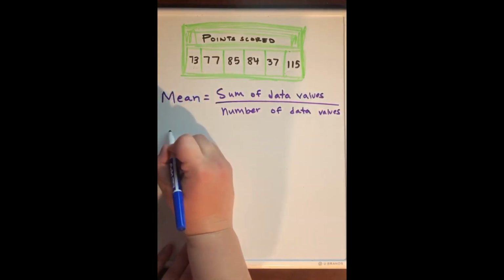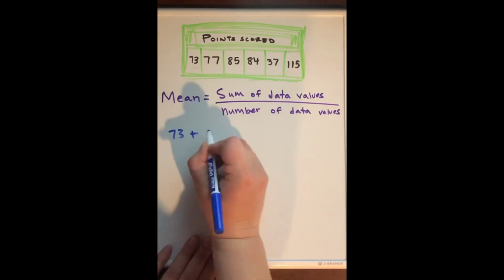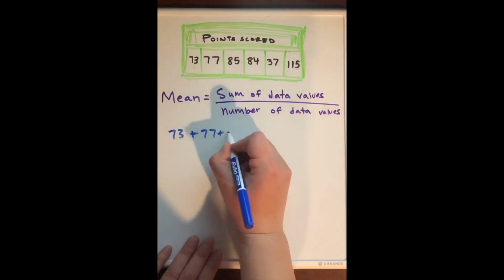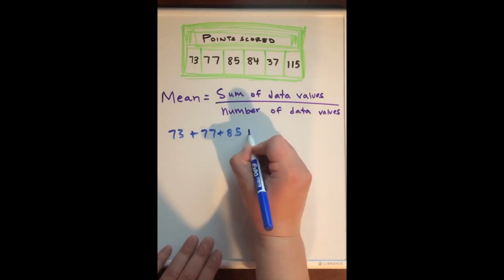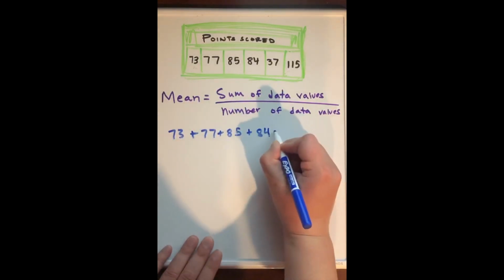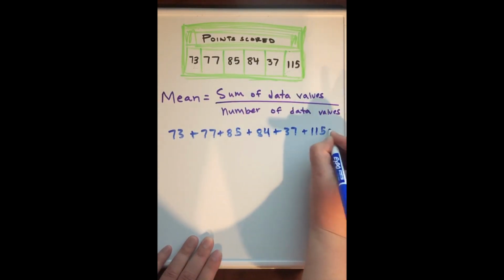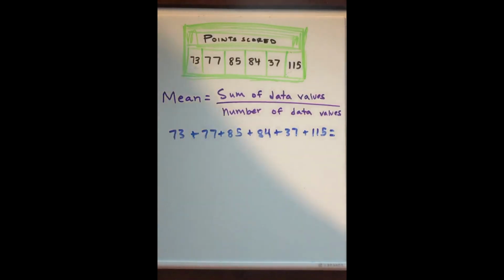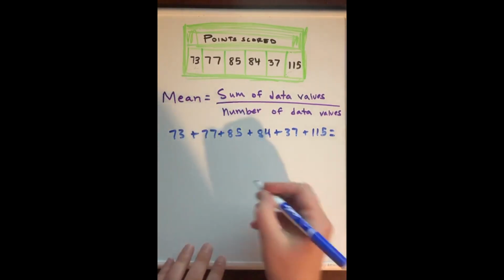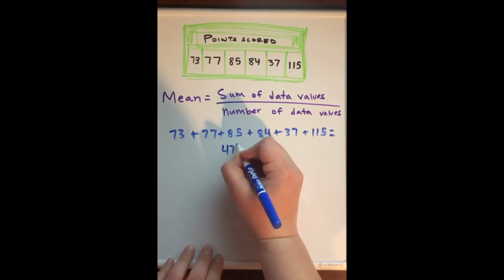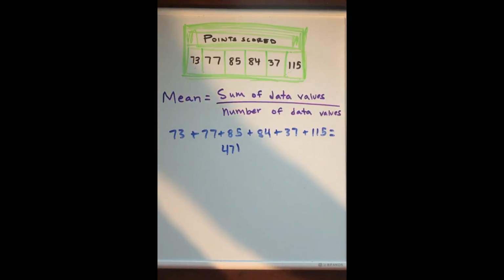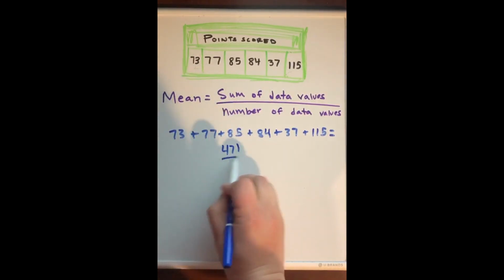So I'm going to take 73 plus 77 plus 85 plus 84 plus 37 plus 115. Now that is a lot of numbers to add together, so I'm going to go ahead and use a calculator for that. And after I put all of that into a calculator, I get 471. So the sum of data values is 471.